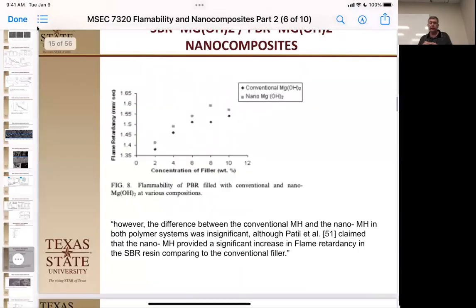Okay, and then when they made their composites, they graphed them and said, oh, look at this. Our flame retardancy in millimeters per second is substantially better than with conventional magnesium hydroxide. The author of our book kindly quoted, however, the difference between the conventional magnesium hydroxide and the nano magnesium hydroxide in both polymer systems was insignificant, although Patel et al. claimed that the nano material provided a significant increase in flame retardancy in the SBR resin to the conventional filler.